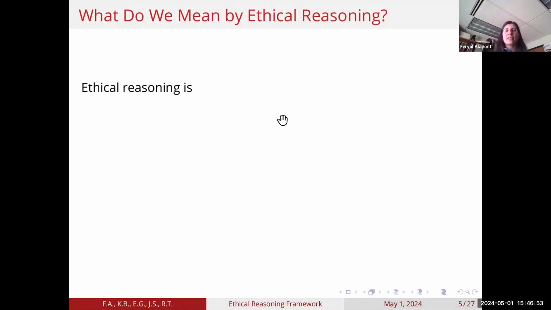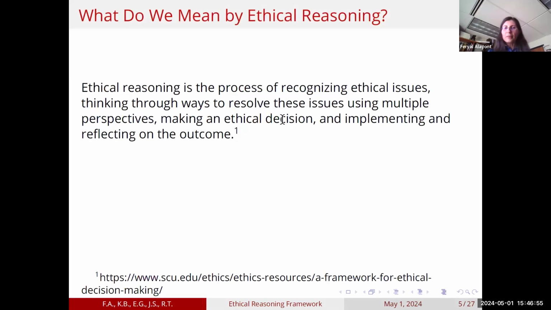But let's go back to the ethical reasoning. So what do we mean by ethical reasoning? Ethical reasoning involves multiple steps. It's the process of recognizing ethical issues, thinking through ways to resolve these issues using multiple perspectives, making an ethical decision, and implementing and reflecting on the outcome. Okay, so we're counting 5 steps, and if you count implementing and reflecting as 2 steps, there's 6 steps. So we are asking ourselves, and hopefully you also, to think about how we can address these 6 steps of the ethical reasoning process in our classes.